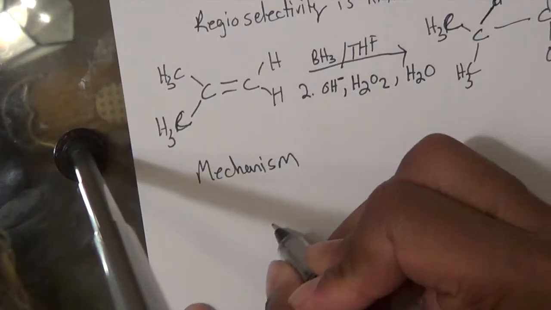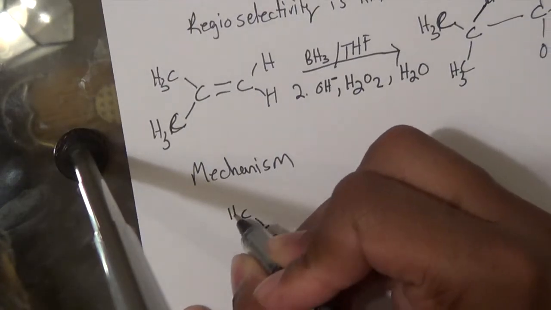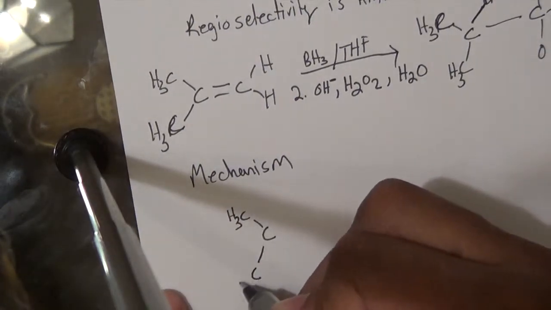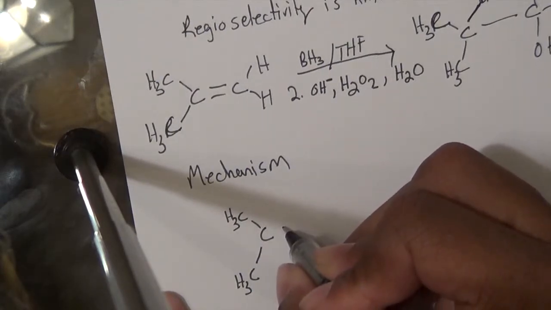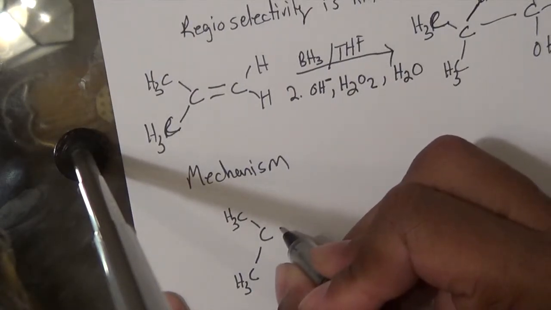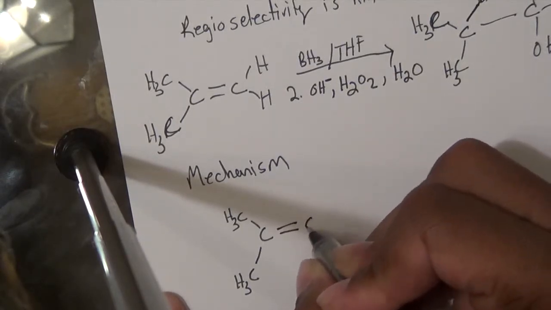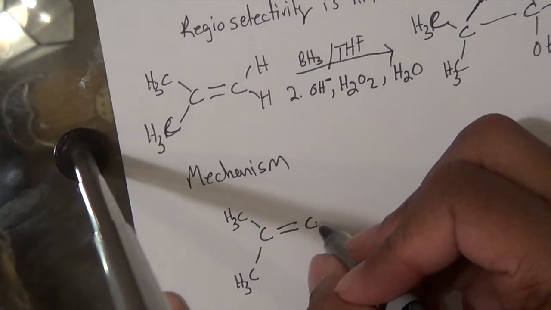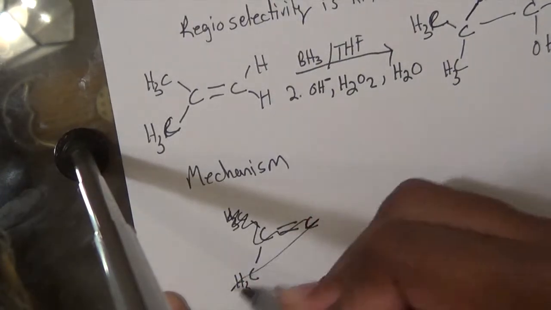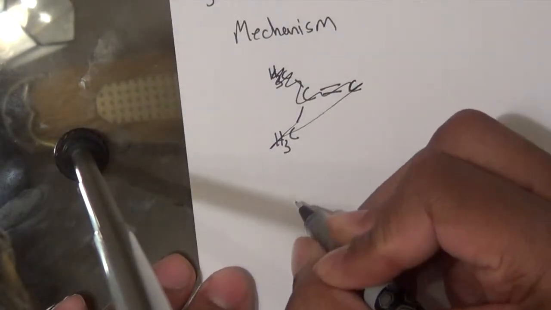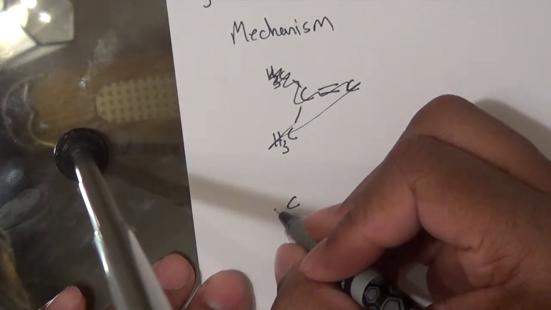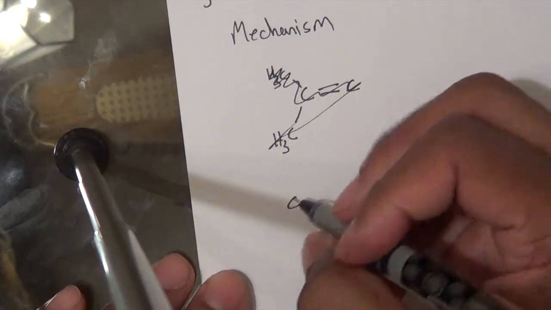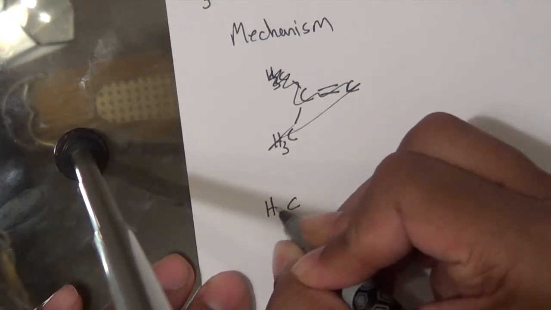Alright, so let's say we have this alkene here. Scratch that. Let's say we have this alkene here. Yeah, that's okay. We can do that.